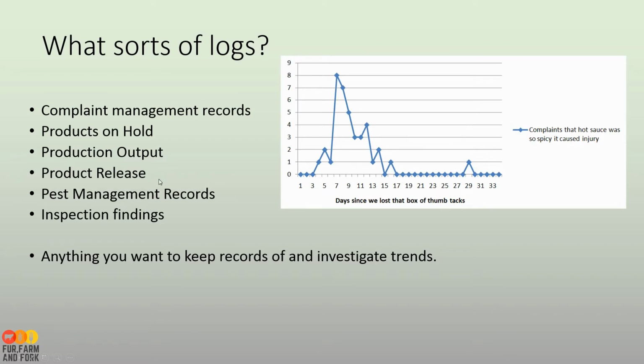A lot of times we have a log that says, oh, this material was received, someone reviewed the COA and inspected or did micro testing and released that lot of raw materials. That's an example. Pest management records, you could have a log for every inspection done or every treatment given like this. And inspection findings, certainly we could have a log with all of our internal audit findings. Basically, anything we want to keep records of and investigate trends is going to use this log type format. As you can see, our analysis of complaints that the hot sauce was so spicy it caused injury could be relevant to other details in our plant, such as when we lost thumbtacks. So that's the real advantage of these databases outside of compliance.